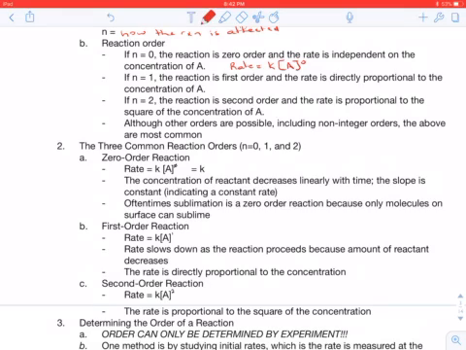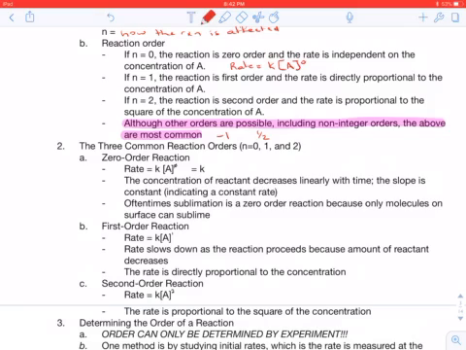Hopefully you're understanding that. Now here's something that I want you to key in on. Other orders are possible, including non-integer orders. These are the most common. So our most common are 0, first, and second. But there are other orders possible. I have seen on AP questions a reaction order of -1. I've also seen to the 1/2. So we want to be aware and make sure we know how to do it and we're not just guessing. Okay, so our three most common reaction orders, N equals 0, 1, and 2.